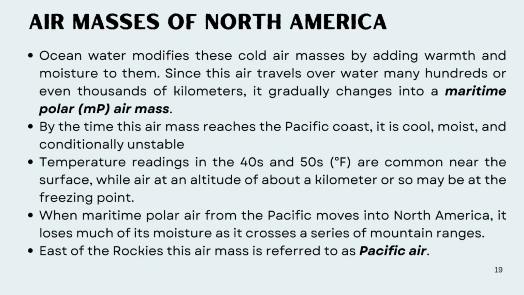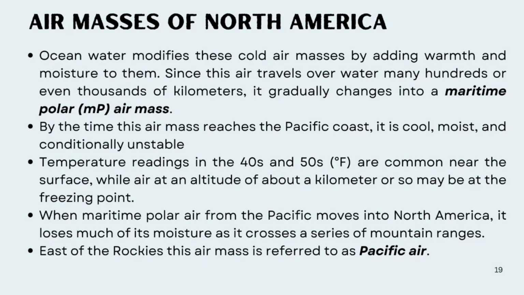The ocean water modifies these cold air masses by adding warmth and moisture to them. Since this air travels over water many hundreds or even thousands of kilometers, it gradually changes into a maritime polar, or mP, air mass. By the time this air mass reaches the Pacific coast, it is cool, moist, and conditionally unstable.